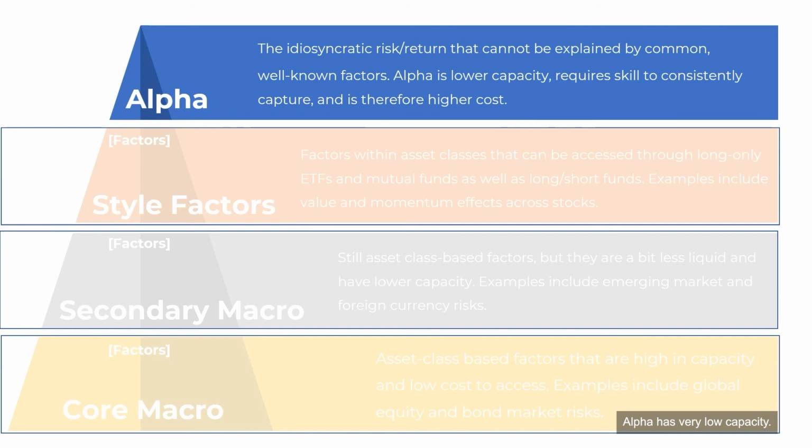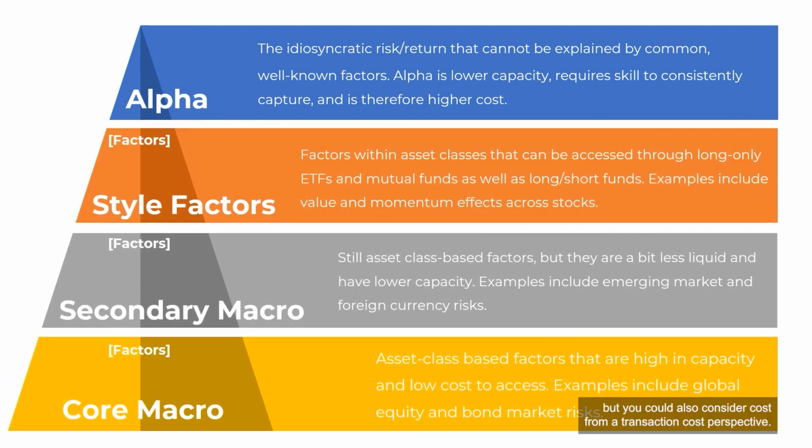Alpha has very low capacity, it requires skill to consistently capture, and is therefore higher cost. Now, all of that I just mentioned relating to how expensive factors are is from a fee perspective, but you could also consider cost from a transaction cost perspective.